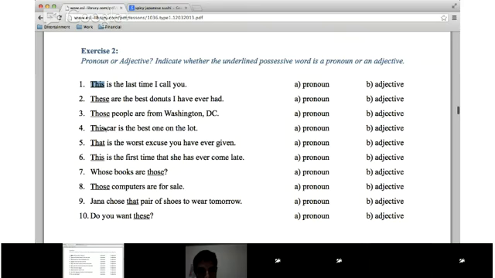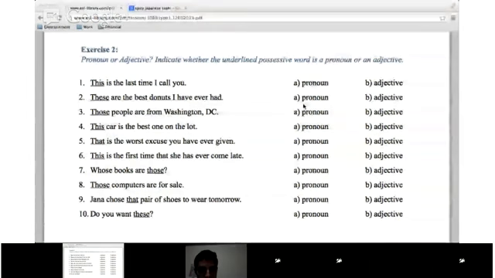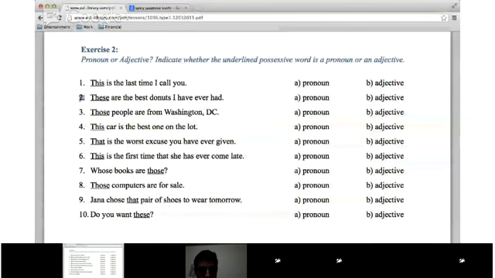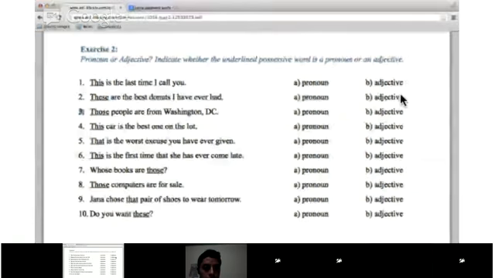Number 2 is for Shadan. These are the best donuts I have ever had. I think it's a pronoun. Good. Yes, this is a pronoun. We have these and then a form of the verb to be, and there is not a noun that follows the word these. Good. How about number 3?